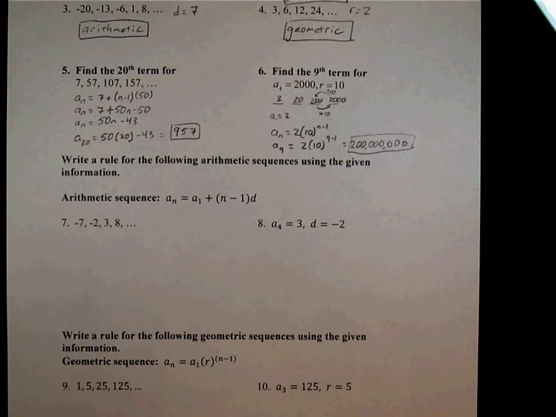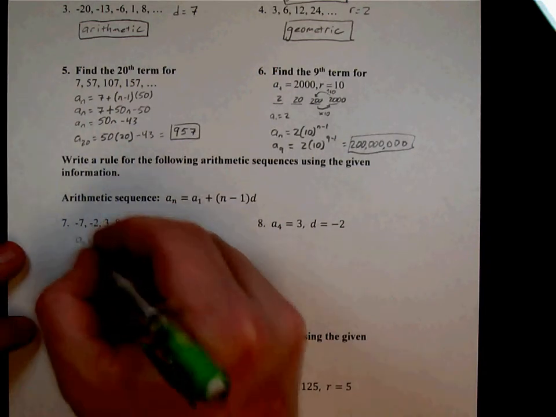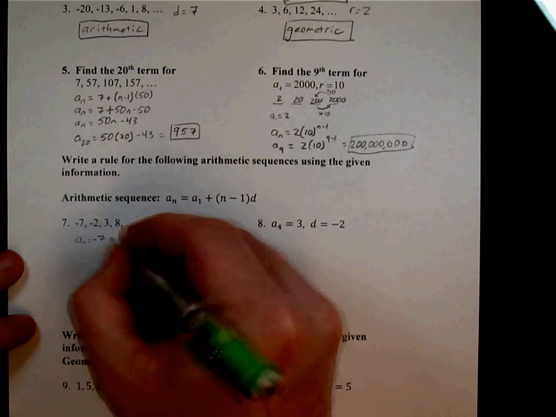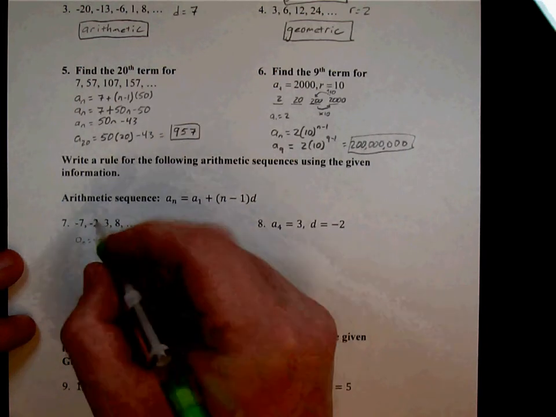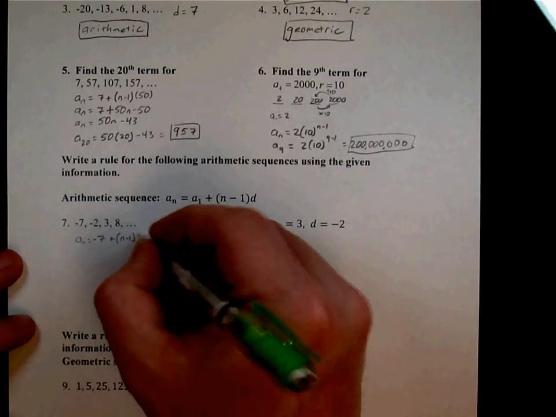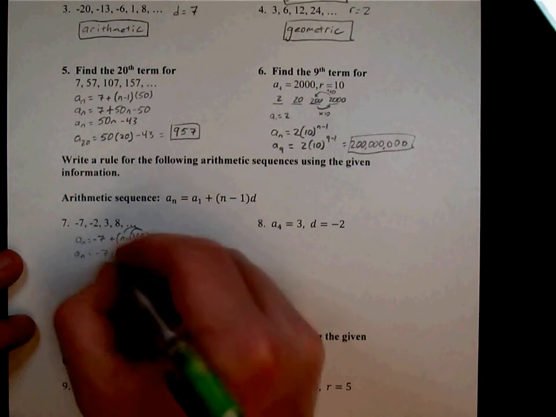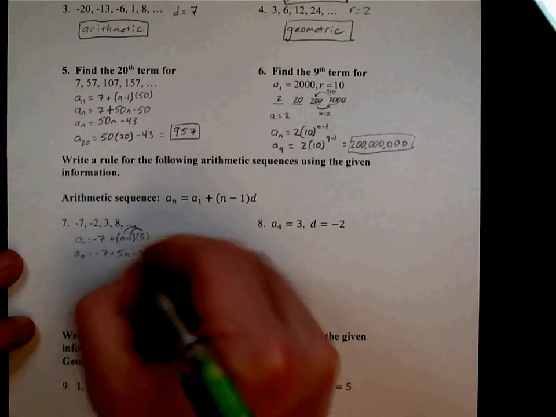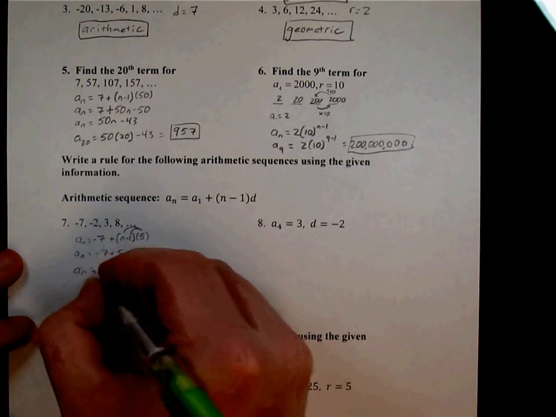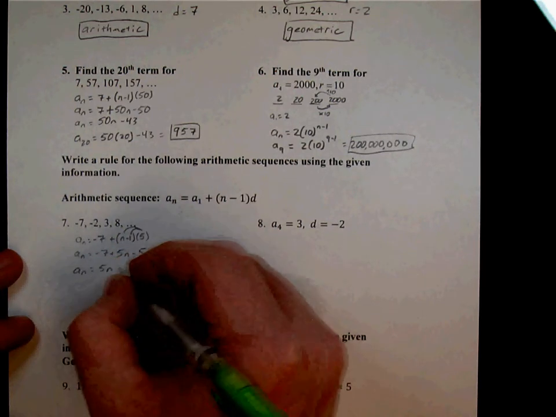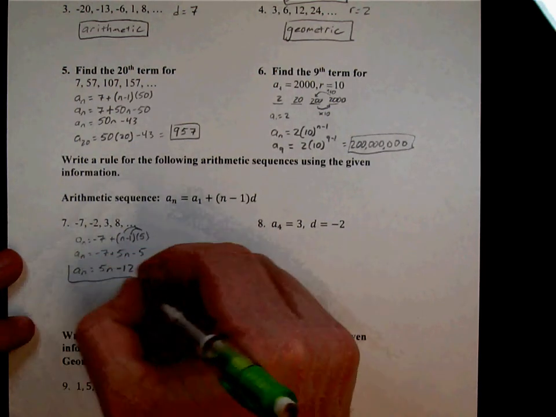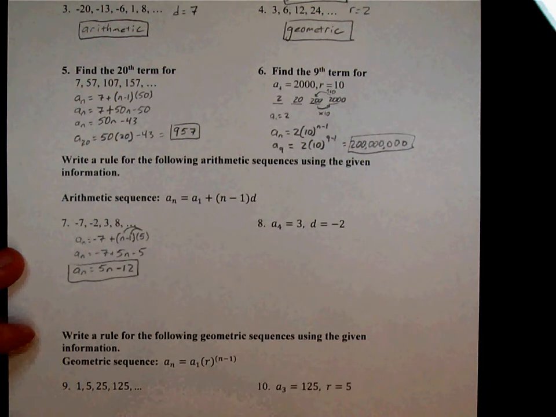So number 7 here, we know our first term is -7, plus n minus 1 times d. Looks like we are adding 5. I need to distribute the 5. 5n minus 5. So we get 5n minus 12. A sub n equals 5n minus 12 is the equation.